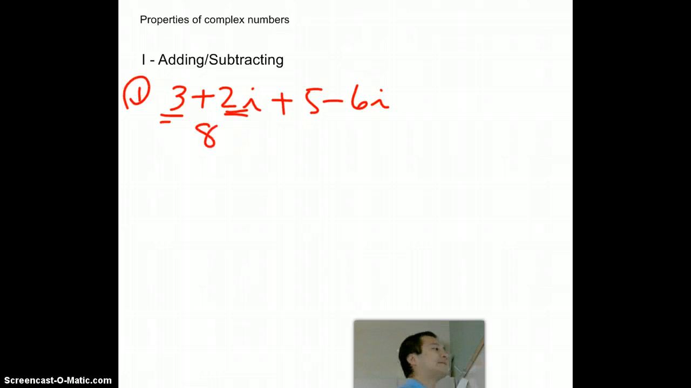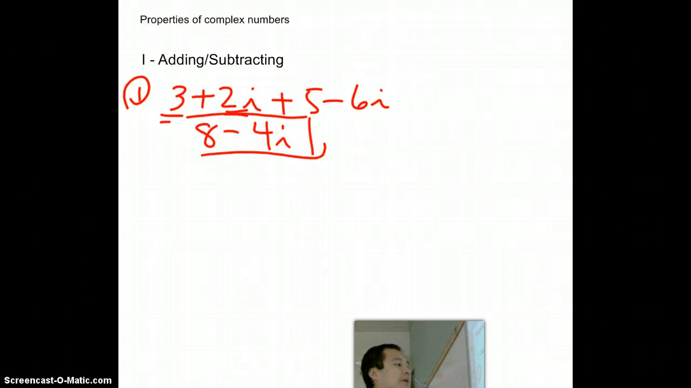3 and 5 make 8. 2i and negative 6i make negative 4i. Can you combine real and imaginary? No. That's weird. You don't want to be real imaginary, right? So real with real, imaginary with imaginary.